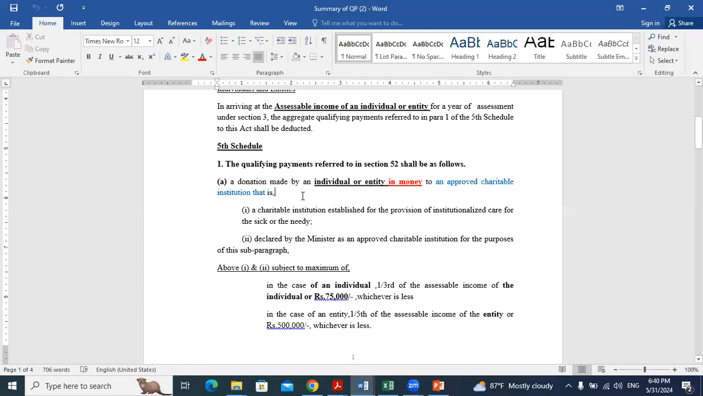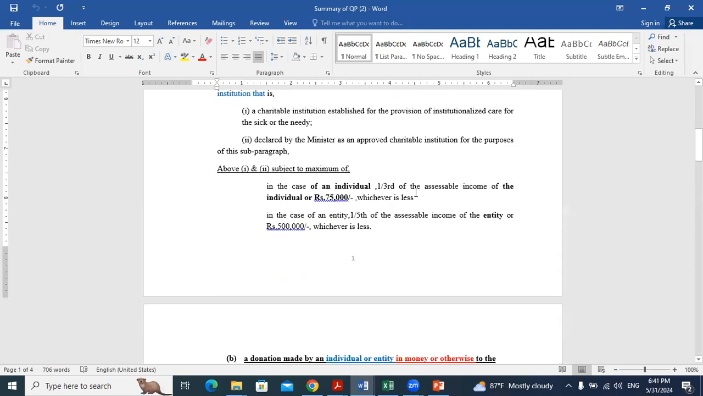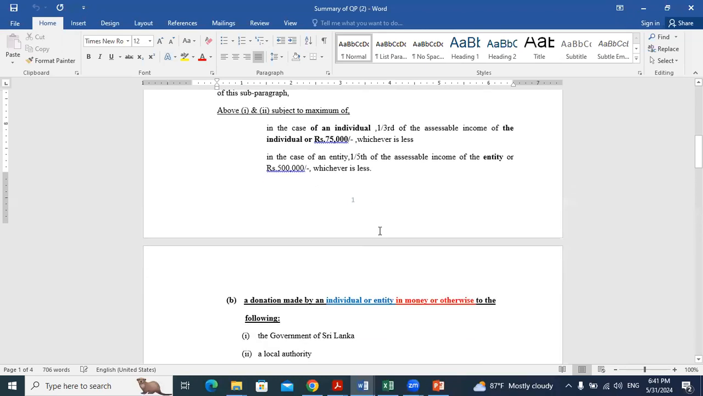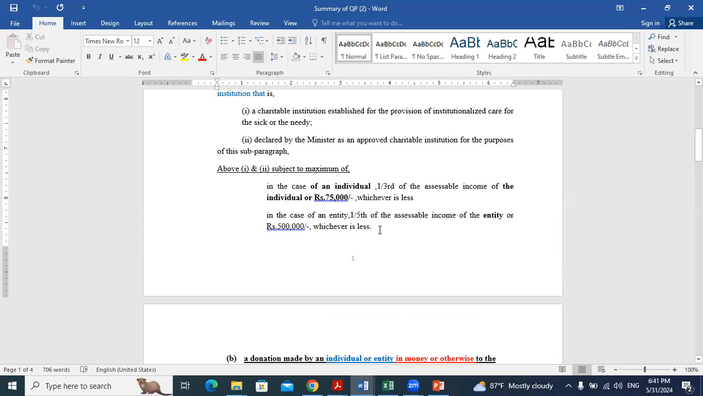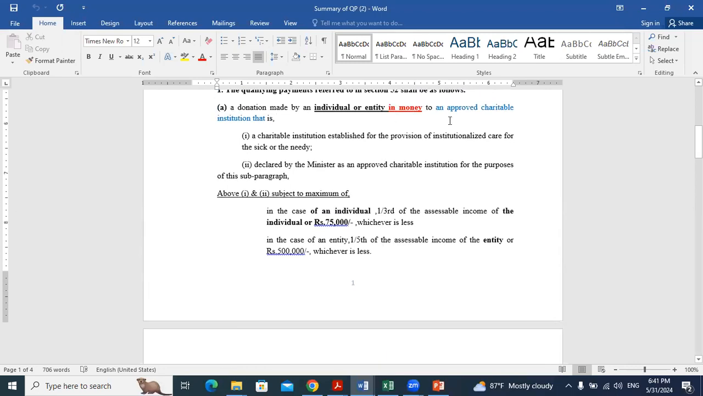See, for a donation made by an individual or entity in money to an approved charitable institution, we have been discussing the limitation. In the case of an individual, it is 1/3 of the assessable income of the individual or 75,000. In the case of an entity, say a partnership, limited liability company, or a trust, it is 1/5 of the assessable income of the entity or rupees 500,000, whichever is less.